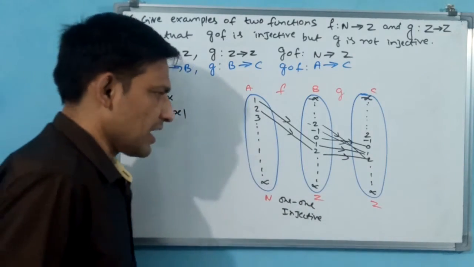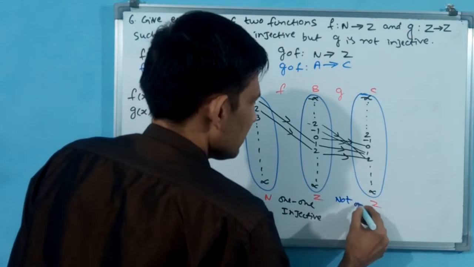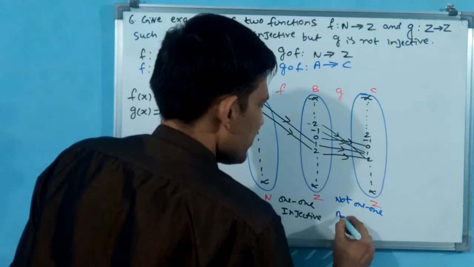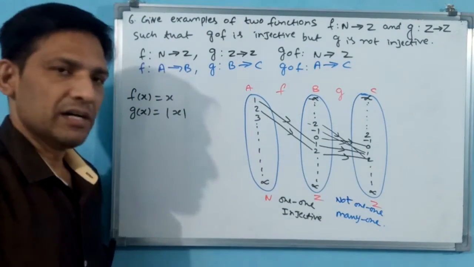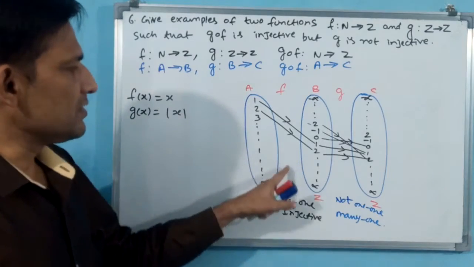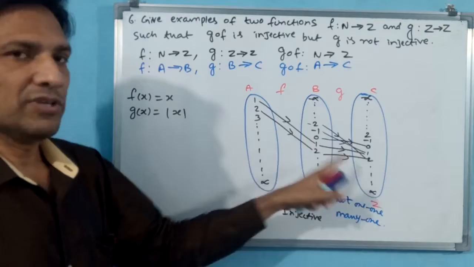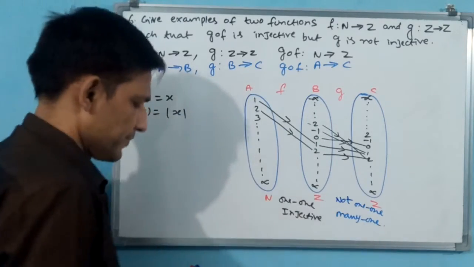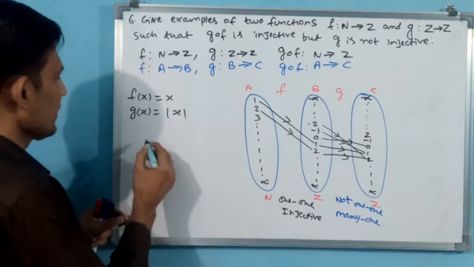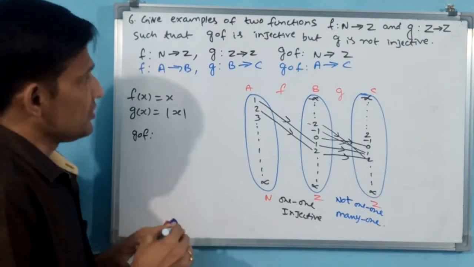You write many one, not 1, 1. Okay. Now see, f is 1, 1, g is not 1, 1, that is okay. f is A to B, g is B to C, but we want g o f. g o f means A to C. g o f is A to C.